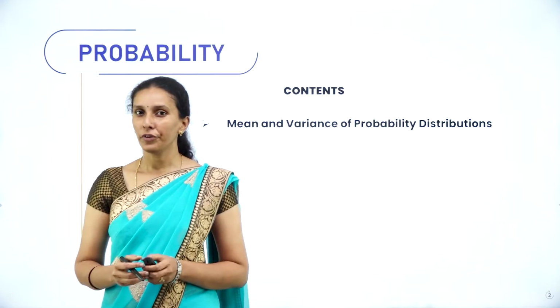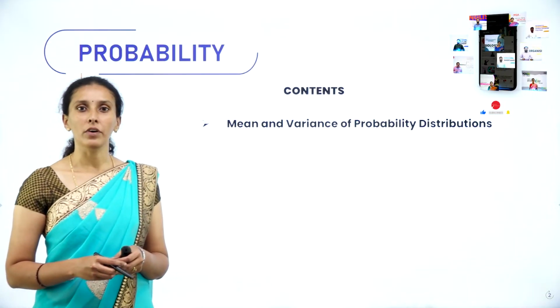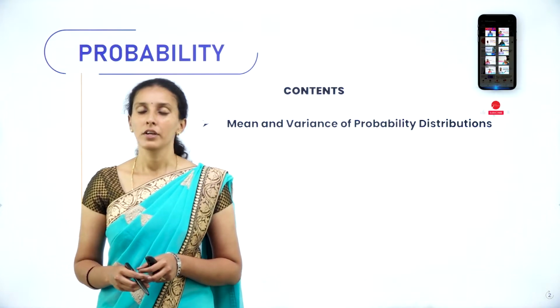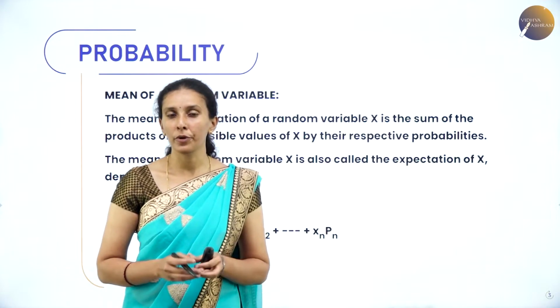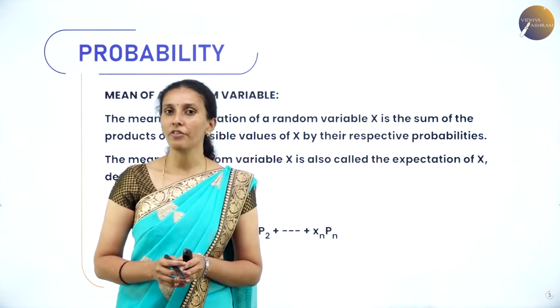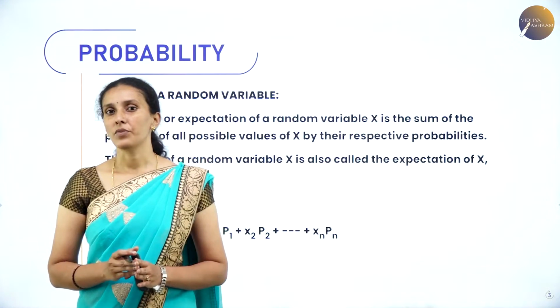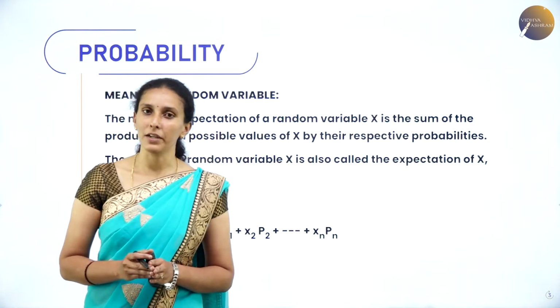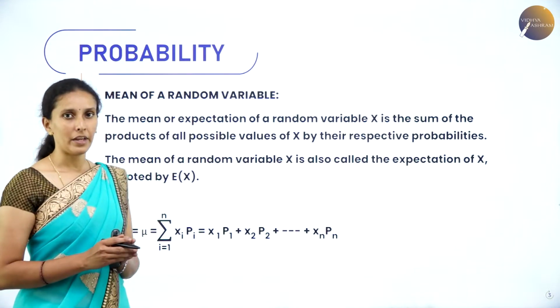In this session, we are going to study the mean and variance of a probability distribution. In our previous session, we learned how to distribute the probability for a given set of random variables. And here we are going to find out the mean as well as the variance of the probability distribution. Let's see now, the mean of a random variable.